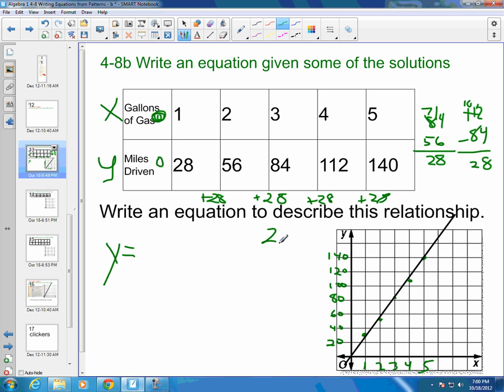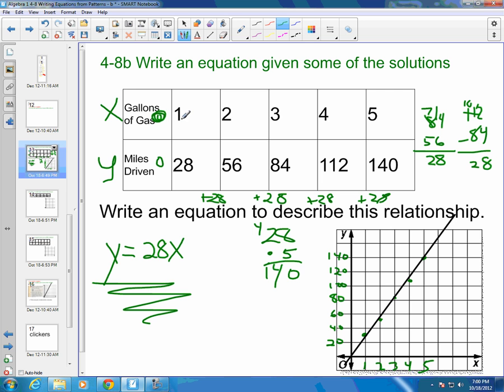Well, 28 times 5, oops, 28 times 5, 8 times 5 is 40, carry the 4, 5 times 2 is 10, 11, 12, 13, 14. So it is 140. So all I did was I'm taking whatever my x value is and I'm multiplying it by 28. So I'm taking 28 times whatever my x value is. And there is my equation. And then you can go back and test it. If x is 1, 1 times 28 is 28. X is 2, 2 times 28 is 56. X is 3, 3 times 28 is 84.